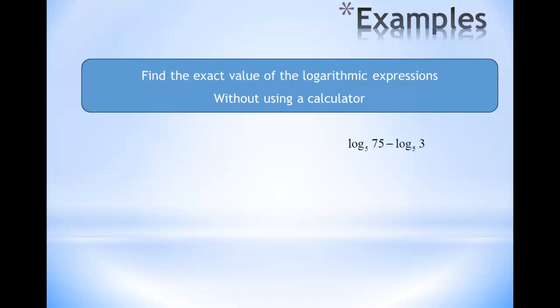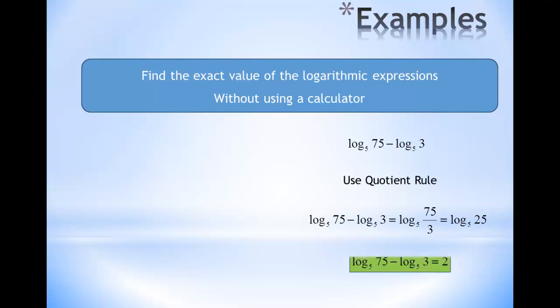If I have log base 5 of 75 minus log base 5 of 3, I can use the quotient rule. I can condense that. I can rewrite that as log base 5 of 75 over 3. And that's just simply log base 5 of 25, which should be equal to 2. Again, if you don't see this, rewrite that as log base 5 of 25 is equal to y. That means 5 to the y is equal to 25, and you should see that y is equal to 2. All right, so sometimes writing in exponential form makes it a lot easier.